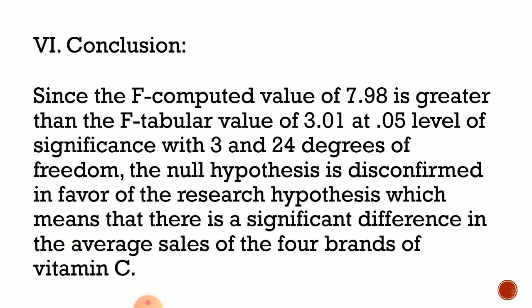Then, it's time for us to make the conclusion. Since the F computed value of 7.98 is greater than the F tabular value of 3.01 at 0.05 level of significance with 3 and 24 degrees of freedom, the null hypothesis is disconfirmed in favor of the research hypothesis, which means that there is a significant difference in the average sales of the 4 brands of vitamin C.